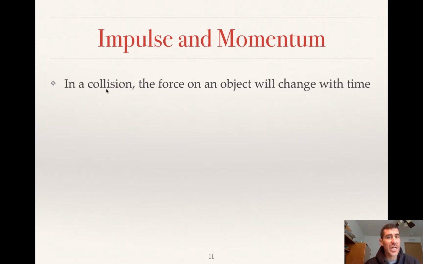Now, in general, collisions are complicated because if you have two objects that are colliding together, there's going to be a force on object 1 due to object 2, a force on object 2 due to object 1, and in general, that force is going to change with time as the collision happens, and typically that's a complicated thing. But we're going to use this idea of impulse and momentum to actually make things a little bit simpler.